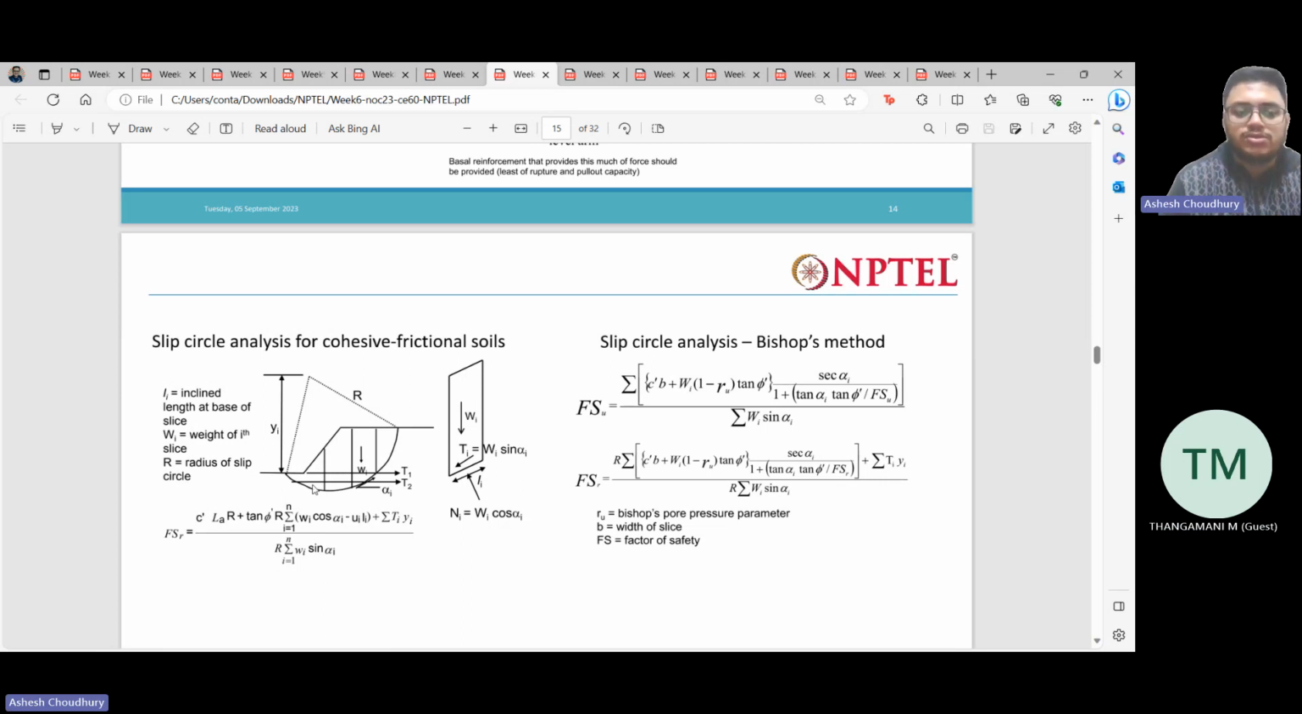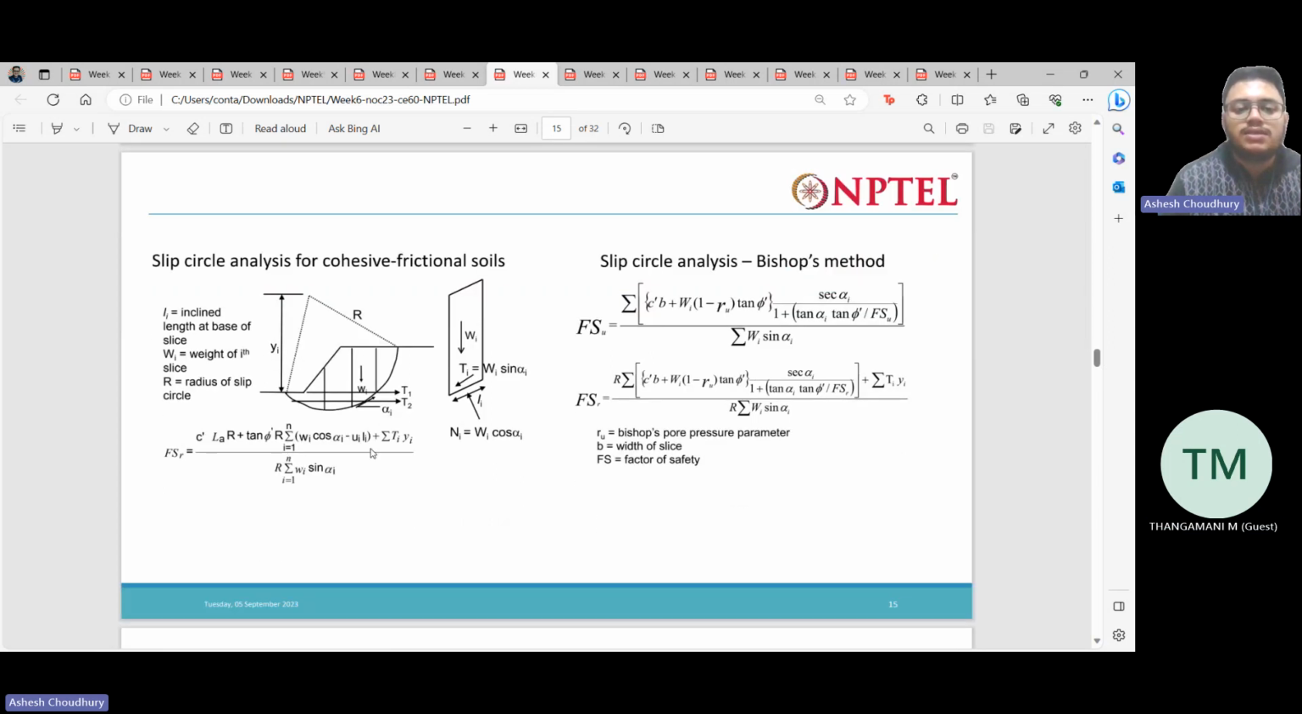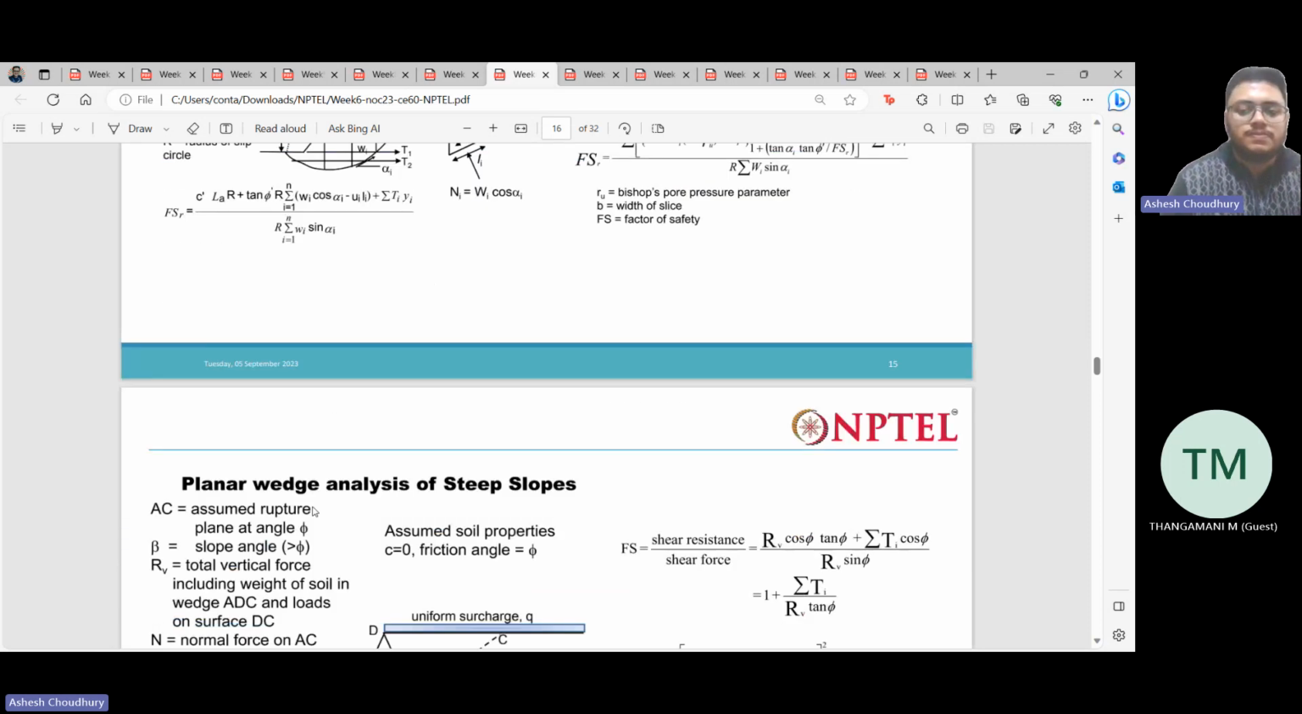restoring force or restoring moment. You can see that term, T times y. This is the moment that is generated due to the strength of the reinforcement that is placed. So this term actually comes from the reinforcement, and that will increase the factor of safety. If reinforcement is not there, this term won't be present. But when we place the reinforcement, that will increase the factor of safety.